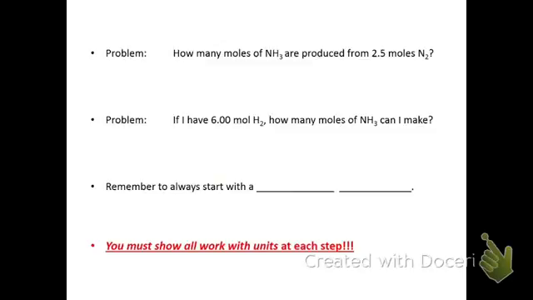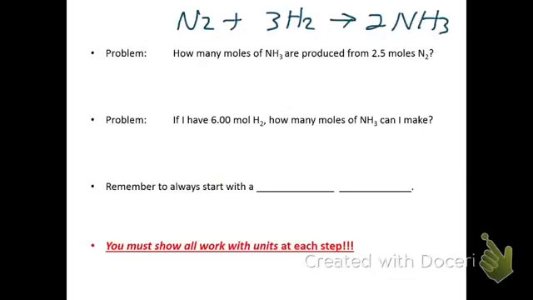Okay? So this is that same equation that we just used. I'm going to jot it at the top so we don't have to keep referring back to it. So for N2 plus 3H2 yields 2NH3 ammonia. Okay? So this one wants to know how many moles of NH3 are produced from 2.5 moles of nitrogen. Okay? I know, this is like when we did this earlier in the year when we did dimensional analysis. I know you could do this in your head, but we're going to have 2- and 3-step problems coming. So please do it the way I show you, because it will help you as we do multi-step.